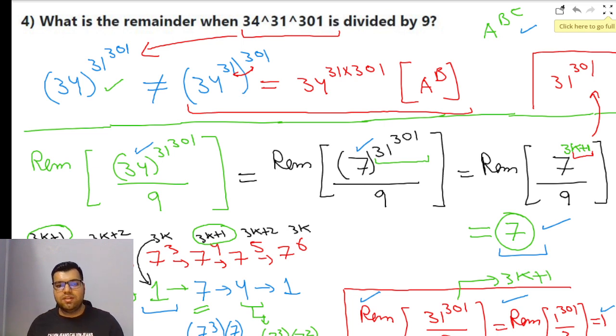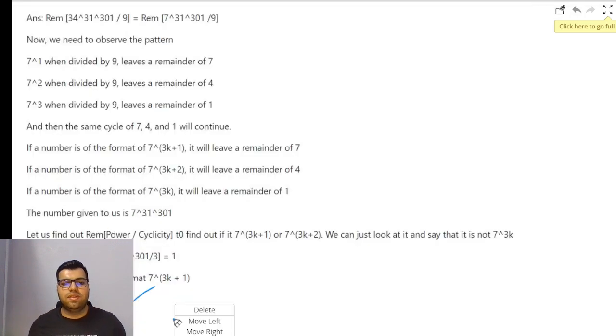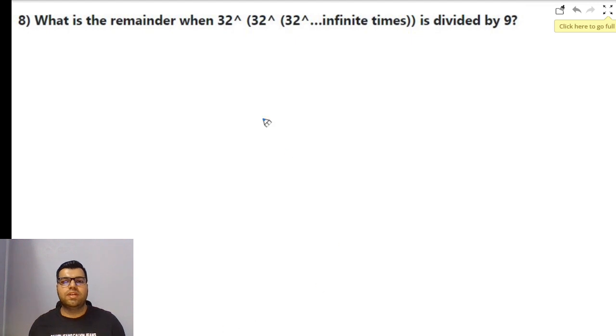So another question. These are level 3 questions. Another similar question we will be doing. The answer to this was 7. So another similar question, students, we will enjoy it. This is the question: 32 raised to power 32 raised to power 32 infinite times is divided by 9. We will use the same concept.